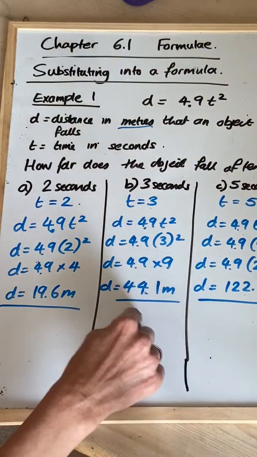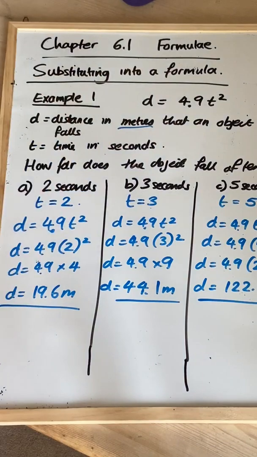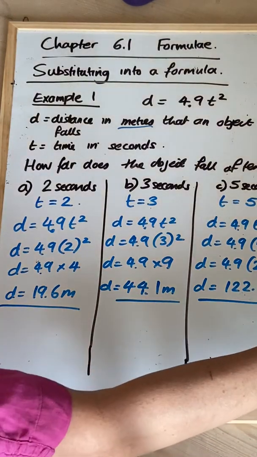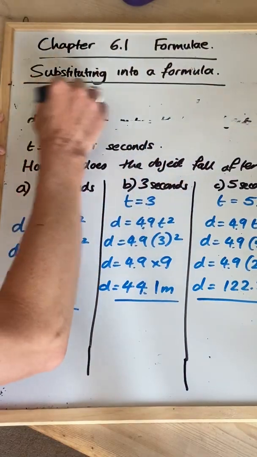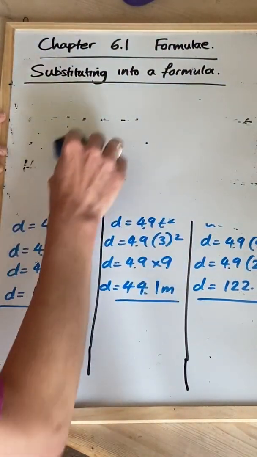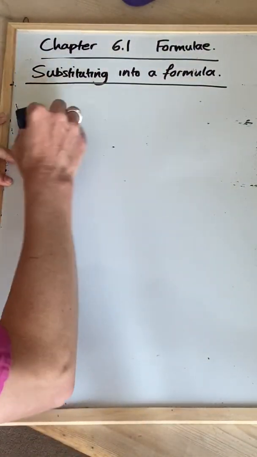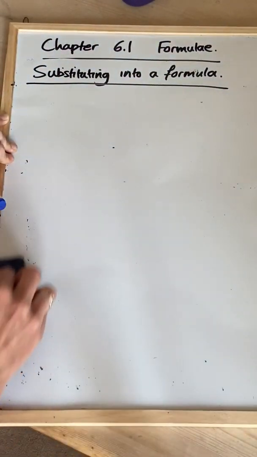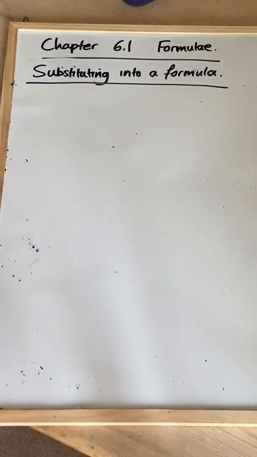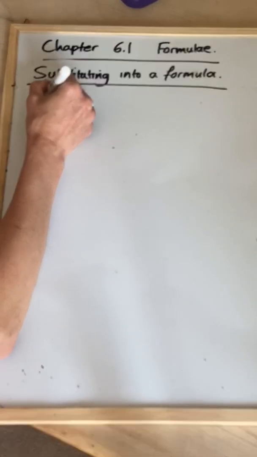Check that you've got the same answers as me for those, and that you're happy using that formula and substituting into it. And we're just going to do one more example. I think we're going to use a formula that you're familiar with this time. So my example is going to be the formula for the area of a trapezium. So let's have a think about that. So formula for the area of a trapezium, example 2.